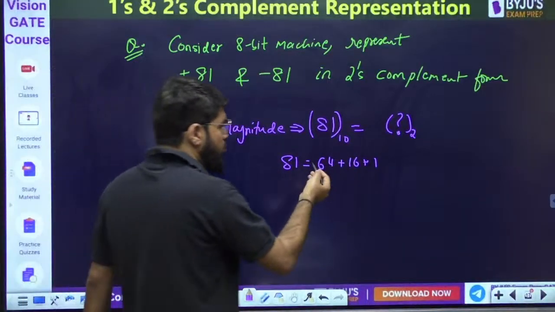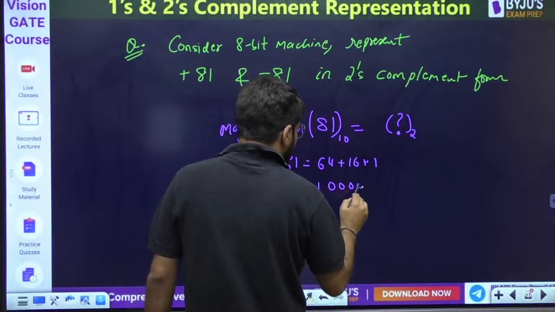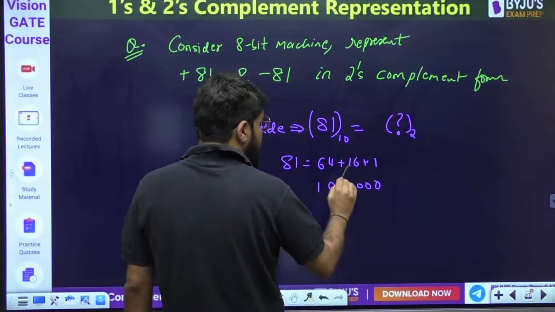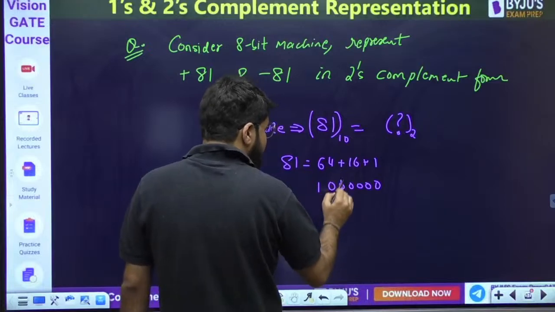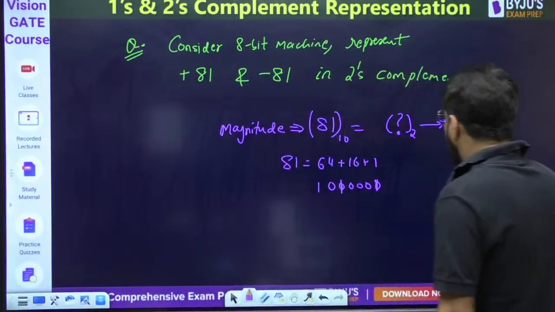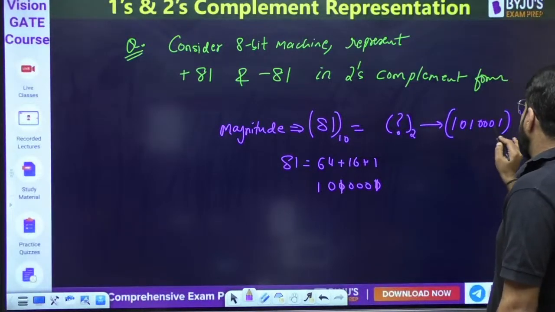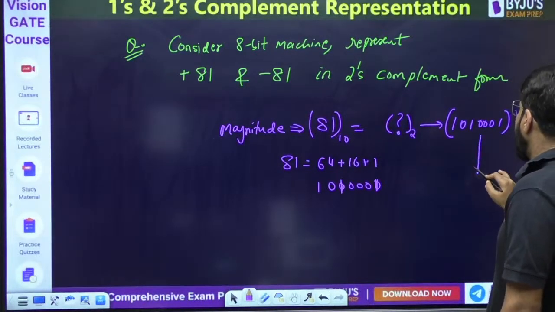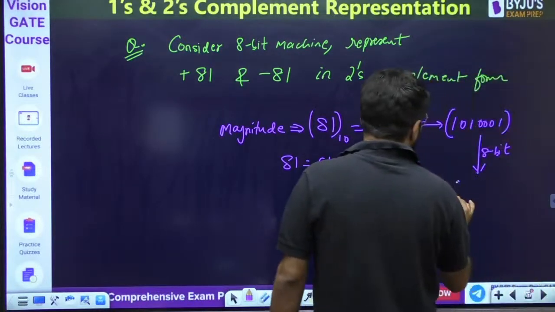Either divide by 2 or use the 2 power n method. 64 is 2 power 6, so 1 followed by six 0s. 16 is 2 power 4. When you add 16, a 1 comes up there, plus 1, so a 1 comes at the last. So this is 1010001. We need to form it into 8-bit. I'm asking you for the 8-bit format. So what is the 8-bit magnitude?